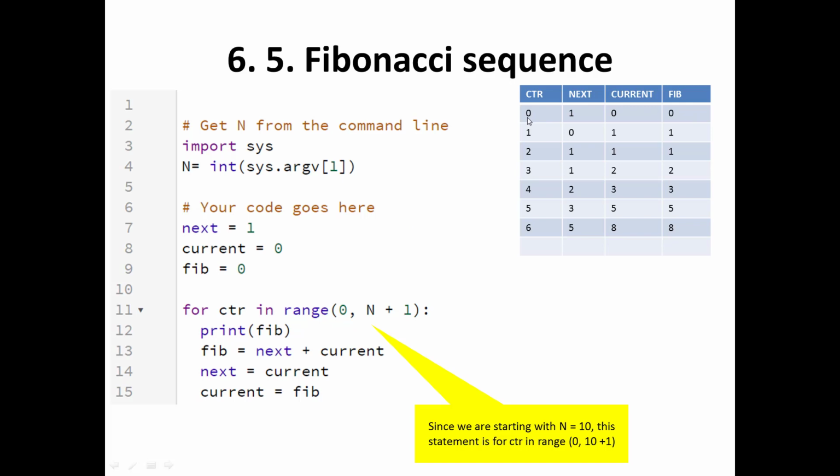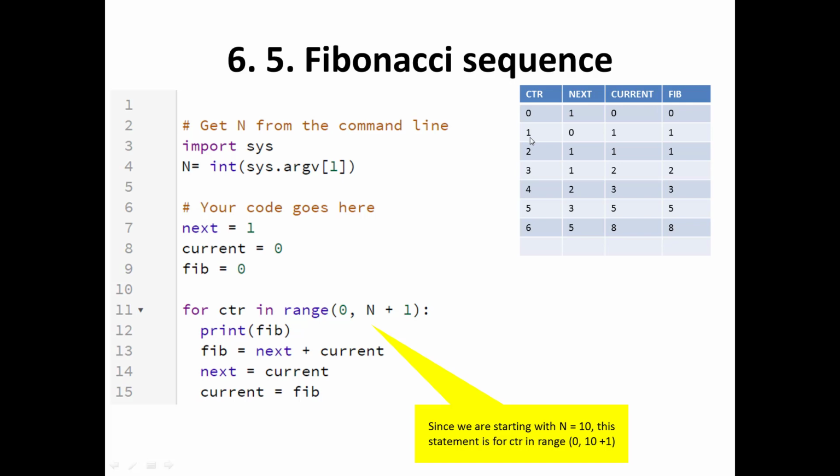In the first iteration, when our counter is 0, remember we're using an in range, so we start out at 0. In the first iteration, our values are simply the counter of 0, our value of next equals 1, our value of current, which equals 0, and our value of fib, short for Fibonacci, which is 0. These are given. Right here at the start, we haven't done anything yet. We're going to print Fibonacci. So in this case, we get our first 0 in the sequence.